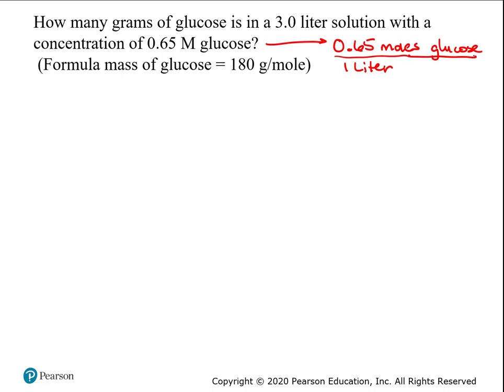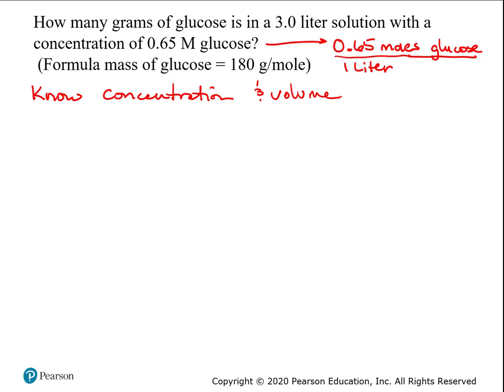Because remember in lab we were saying like percent, you can't use a percent. You've got to convert it to what does percent mean? Grams per 100 mils, okay? Same thing with molar. You've got to convert it. And I'll actually give you the formula mass for glucose in this one, so you don't even have to figure it out. So if I know the concentration and I know the volume. The concentration is 0.65 moles of glucose per liter.